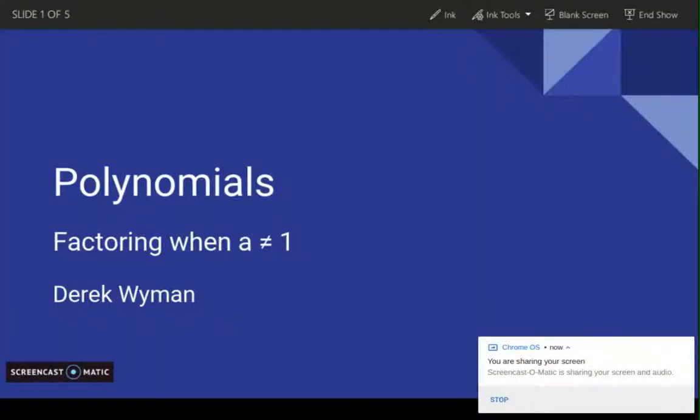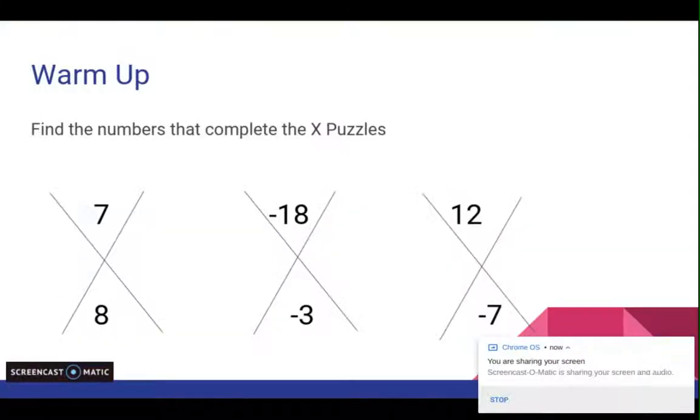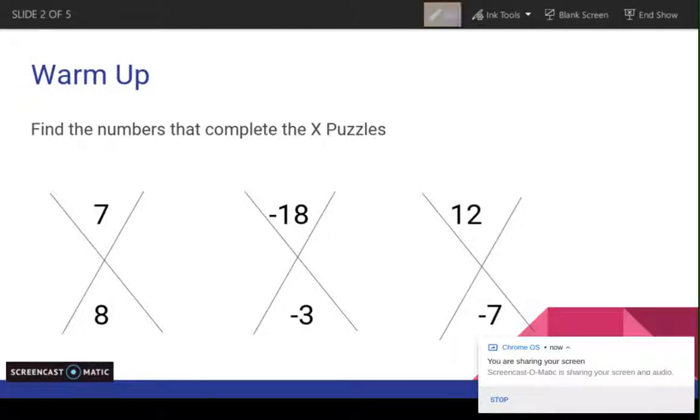All right, we're going to talk about polynomials. Specifically, we're going to look at factoring when a is not equal to 1. So first up, before we get started, we're going to do some quick review of these X-puzzles here. We all remember when we set up the X-puzzle, the number on top is the number we want to multiply to. The number on the bottom is what we want to add to.